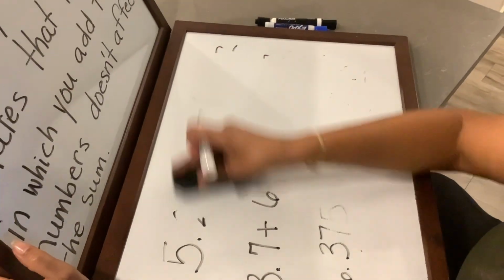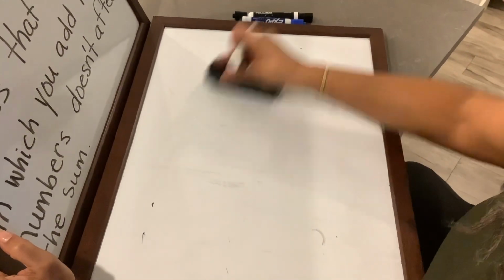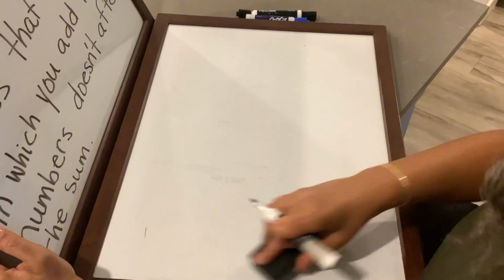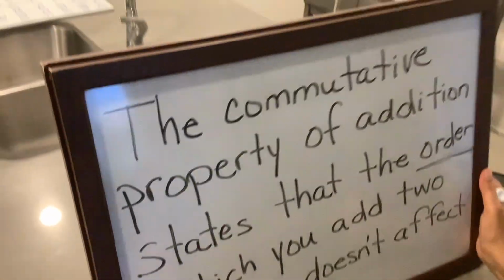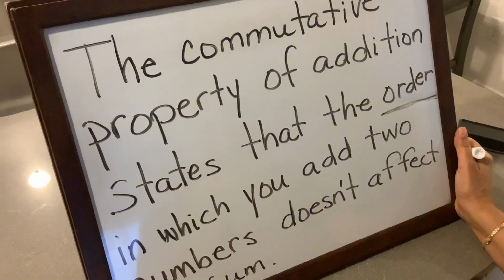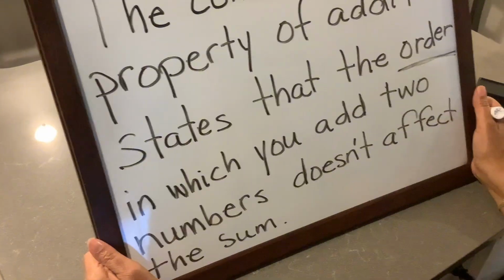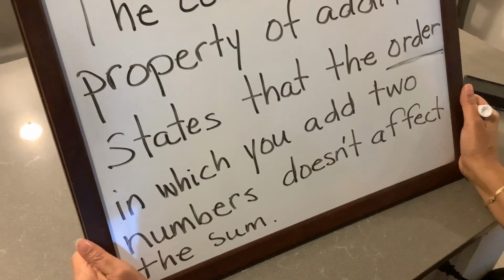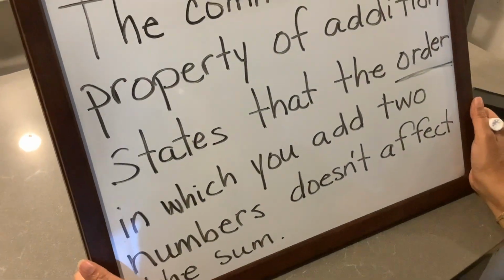Okay? So thank you. You did a great job. And let's read this together because we just learned that what? The commutative property of addition states that the order in which you add two numbers doesn't affect the sum. Very good.